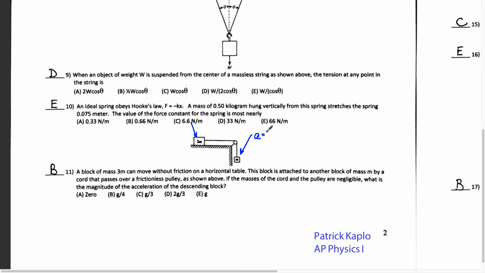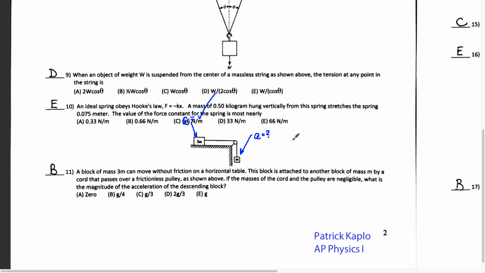In other words, they're asking us what the acceleration of that block is. Now, for starters, your instincts at this point should be that the acceleration of the falling block is going to be identical to the acceleration of block 3m at the top. Those accelerations have to be the same, and the reason is they're attached by a string that's not stretching.